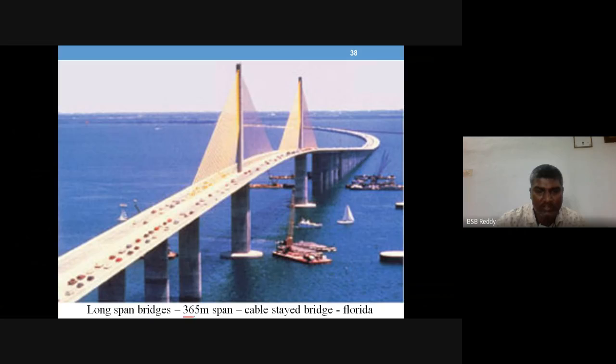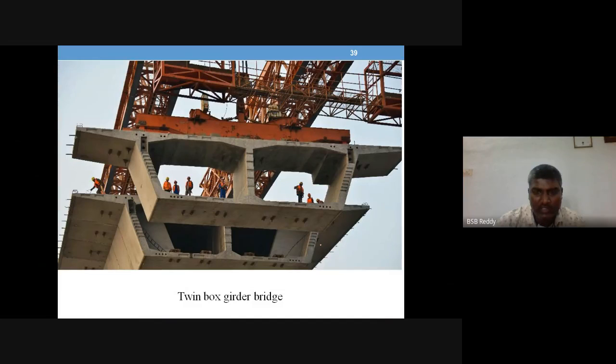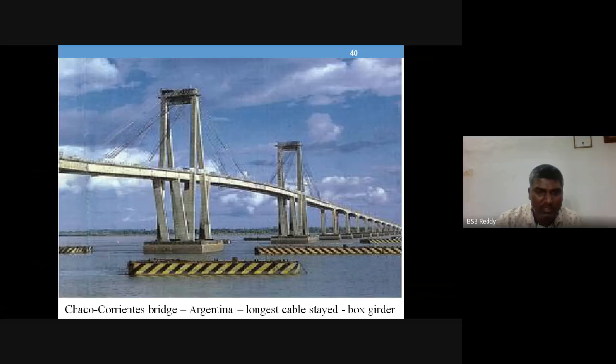What you see is a 365-meter span cable stayed bridge in Florida. And twin box girder bridge is where you can see the prestressing cables, the box girders, prestressed. The box girders are part of the bridge, where the Chaco Corrientes Bridge in Argentina is the longest cable stayed bridge built with box girders.